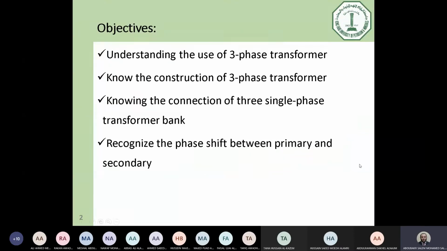In the class of today, inshallah, the objectives are understanding the use of three-phase transformer, knowing the construction of three-phase transformer, knowing the connection of three single-phase transformer bank, and recognizing the phase shift between primary and secondary. And if we still have time, we will discuss the single-phase equivalent circuit of the three-phase transformer.